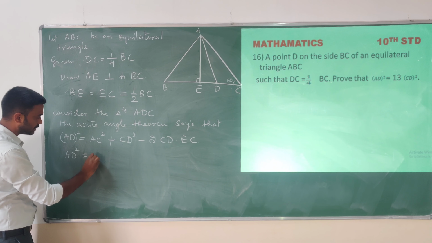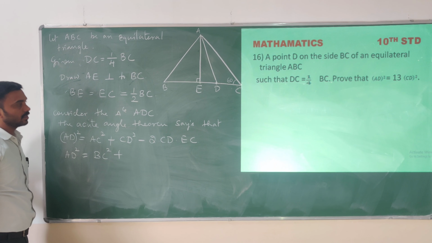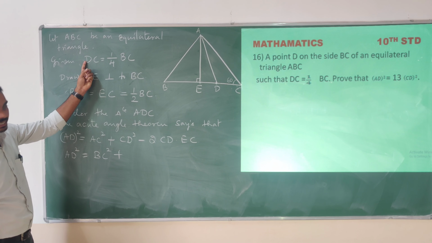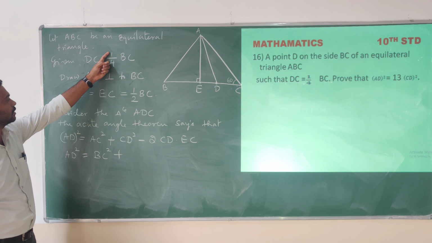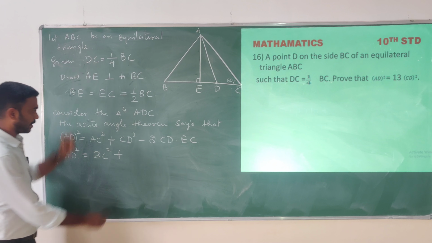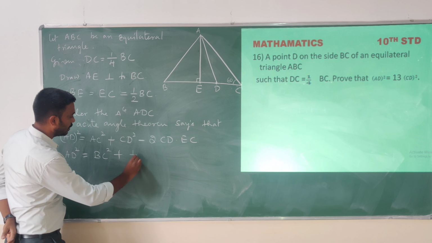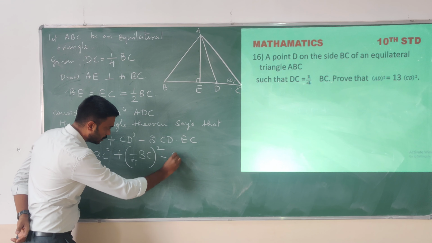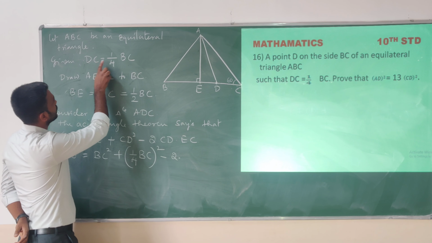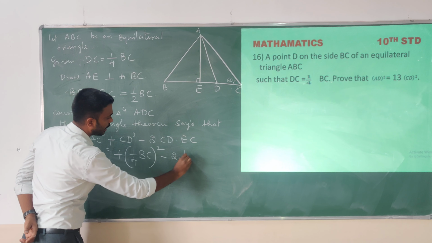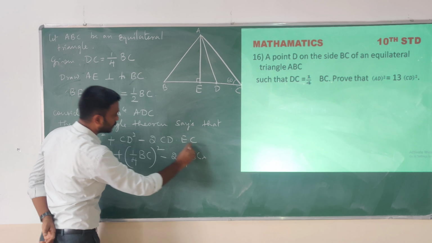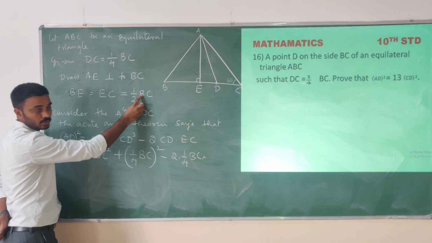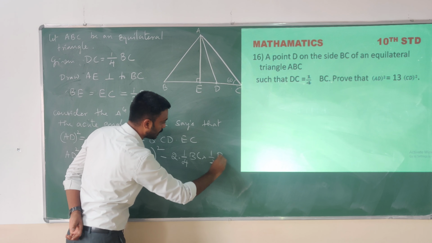So therefore AC square is nothing but BC square plus, now it is CD square. We know that by the given condition DC or CD both are same. DC is equal to 1 by 4 into BC, so CD square is 1 by 4 into BC the whole square, minus 2 times of, again this CD or DC can be written as 1 by 4 into BC, into this EC. EC is nothing but 1 by 2 times of BC.